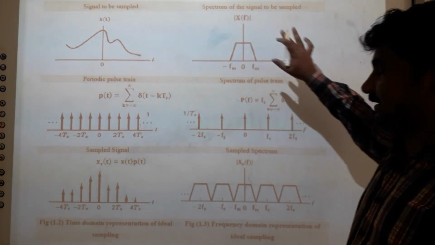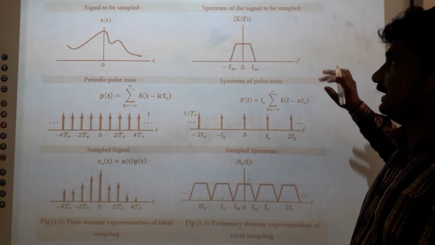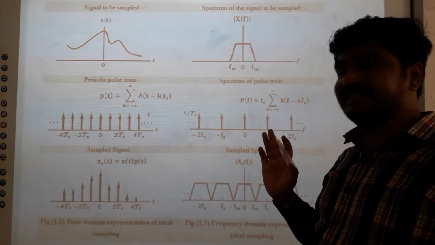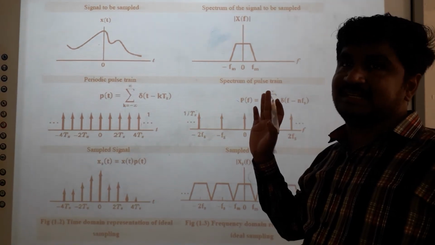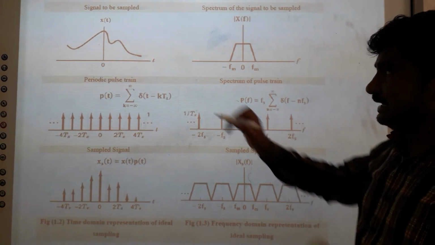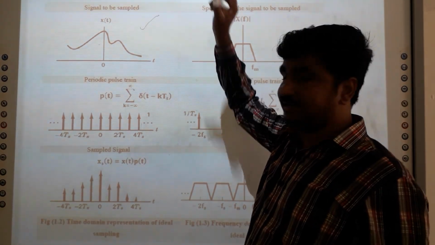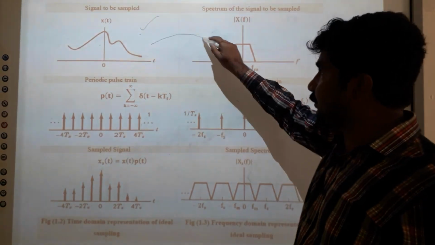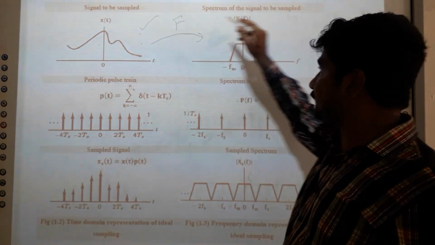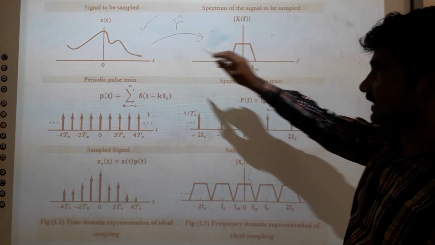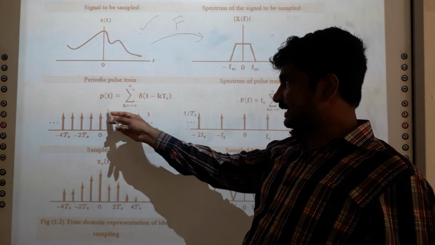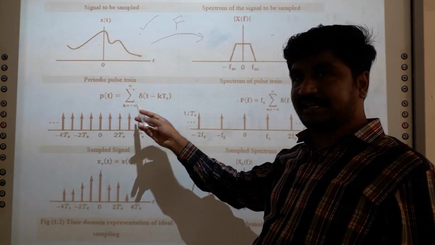Now we will see a brief illustration of the sampled signal, sampling signal and the analog signal in both continuous time domain as well as in frequency domain. This is the signal assumed as an analog signal, and this is the spectrum, that is the Fourier transform of this signal x of t, the magnitude spectrum of the signal which is to be sampled. And we know that the pulse train can be written as the sum of shifted impulses.